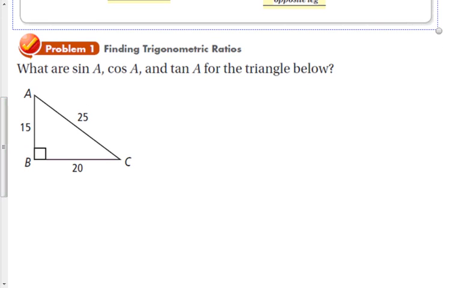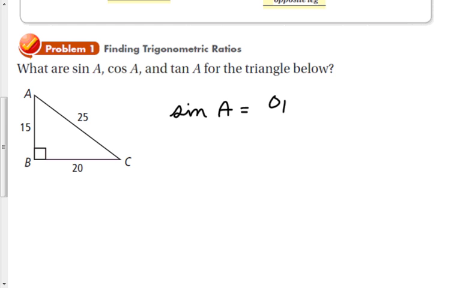Okay, so let's just get used to finding those ratios. Remember that we're talking about a ratio that is in respect to a certain angle. And let's start with the sine of A. Remember that the sine of A is the leg opposite A over the hypotenuse. So the sine of A, the leg opposite, would be the 20. And the hypotenuse, of course, is 25. So 20 over 25, and then just simplify that.